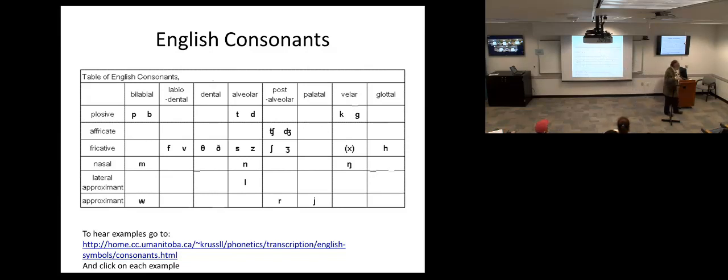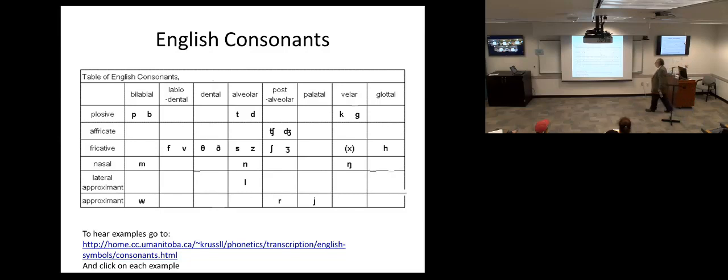So you may encounter different symbols for a few of these, because you have IPA transcription, but you also have the traditional American style transcriptions, okay? So you need to be comfortable with both. Okay.